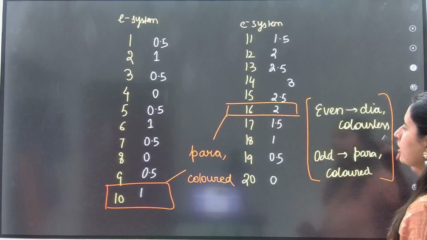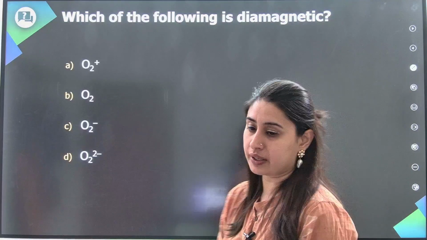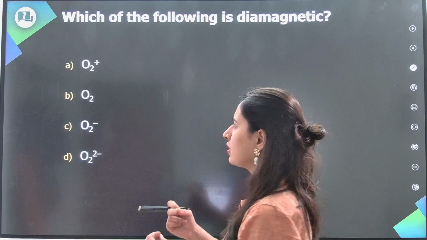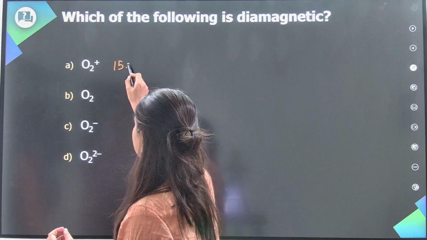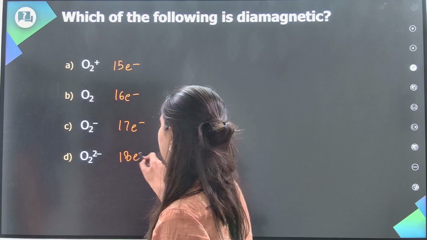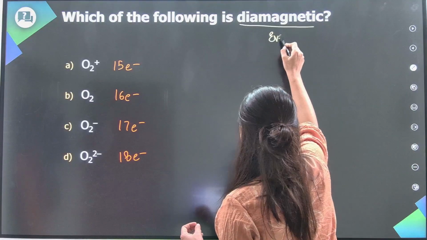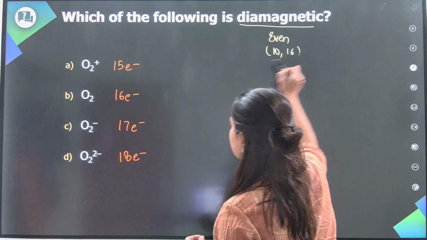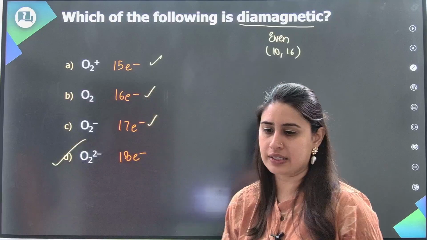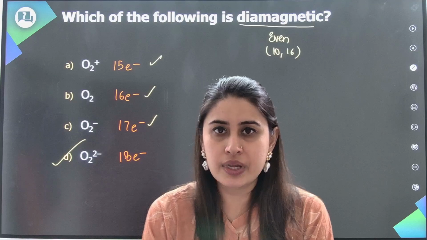Let's try to attempt this whole thing with the help of questions. Which of the following is diamagnetic? The first thing you can do in such questions is calculate the total number of electrons in a molecule. So 16 minus 1 is a 15 electron system. This is a 16 electron system, this is a 17 electron system, this is an 18 electron system. If you remember, I told you even ones are usually diamagnetic. The exception was 10 and 16. So 16 is here, 15 and 17 are odd. Already you can do this question in seconds. You can see D becomes the answer. How simple. Next one.